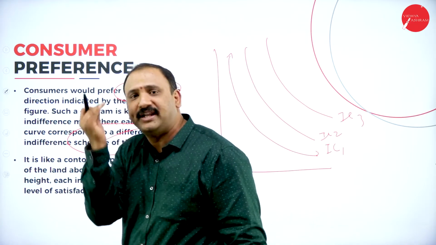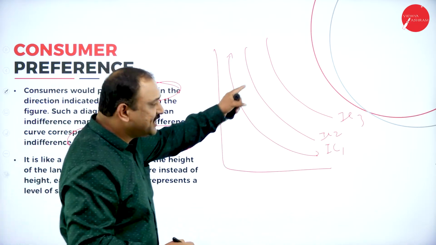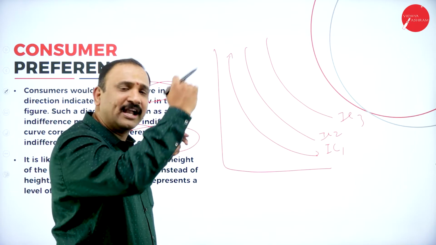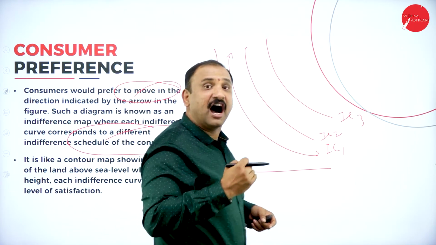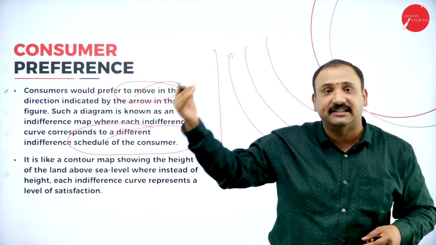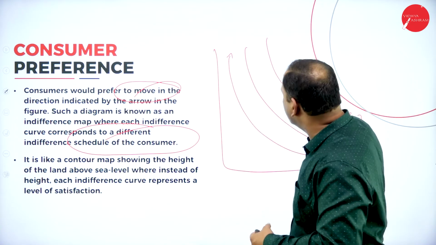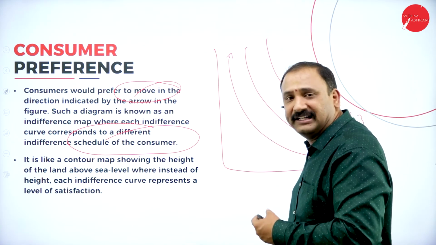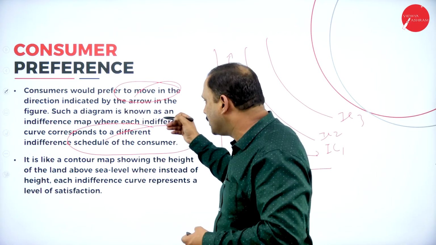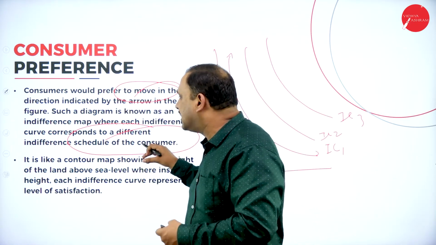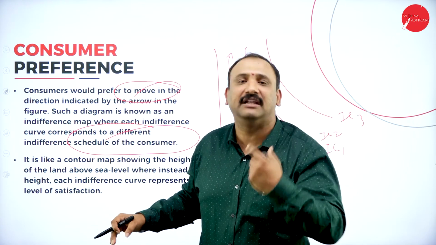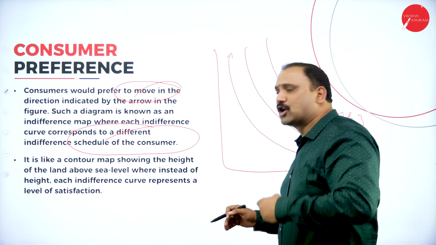So this is very, very important, because as you start going up the indifference curve, the higher the indifference curve, the higher the preference of the customer. That's what we are typically talking about. So you might get n number of indifference curves like that, which shows that each indifference curve corresponds to a different level in the schedule. It's like a contour map.